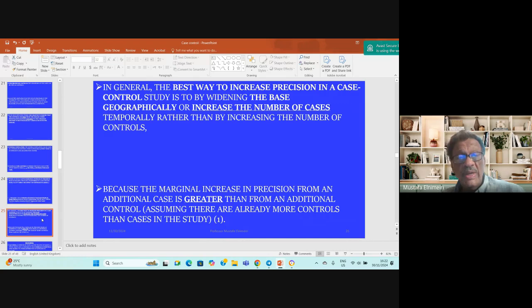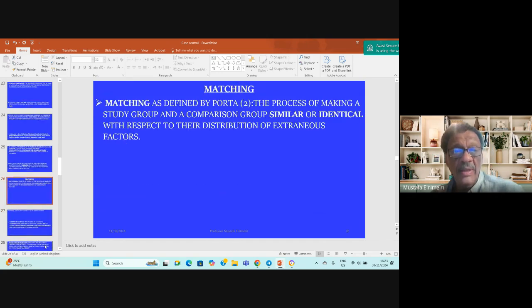Usually, the best approach to increase the precision of a case control study is by widening the base geographically or increasing the number of cases temporally, rather than increasing the number of controls, because the marginal increase in precision from an additional case is greater than from an additional control, assuming that there are already more controls than cases in the study, as I have mentioned in this important reference and article. Those who are interested can go back to it and read further about it.